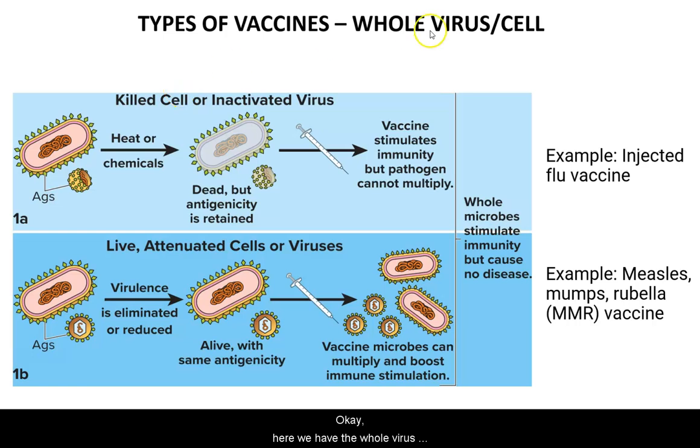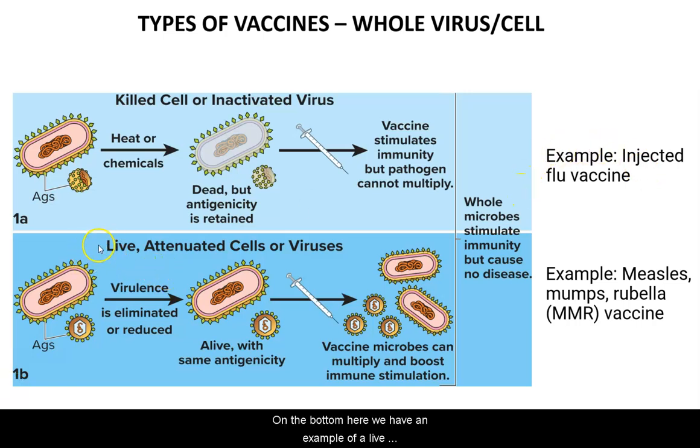Okay, here we have the whole virus or the whole cell vaccines. So on top here is the killed cell or the inactivated virus. So we've got a microbe here, and it has antigens on its cell surface. We apply heat or chemicals or something to kill that microbe, but the antigens remain intact. And then we inject this into our body, and our immune cells react to these antigens. An example of this would be the injectable flu vaccine.